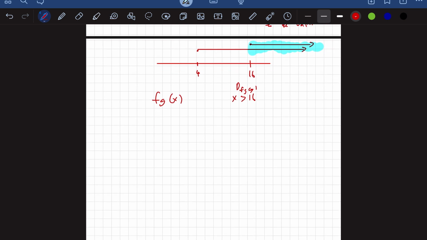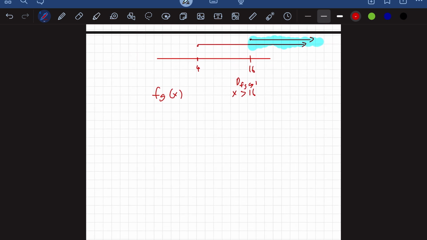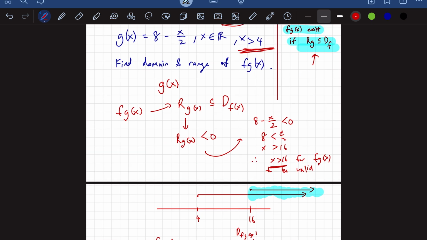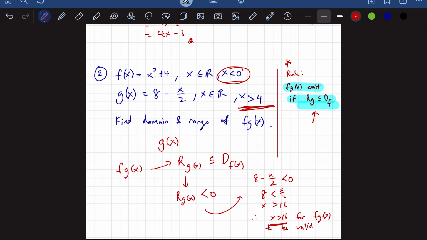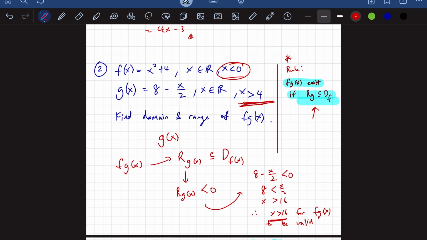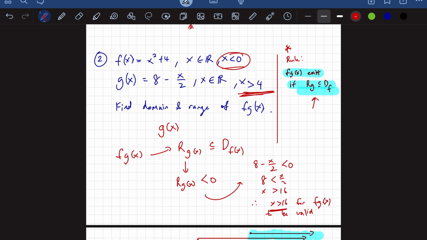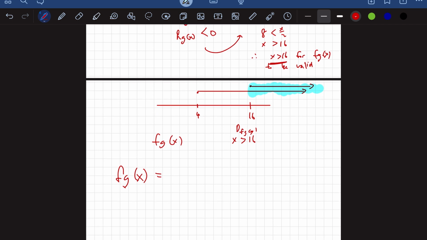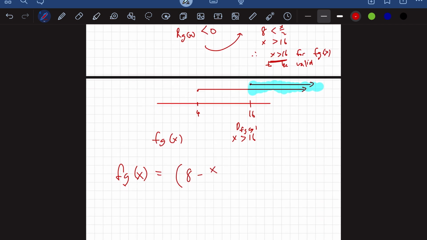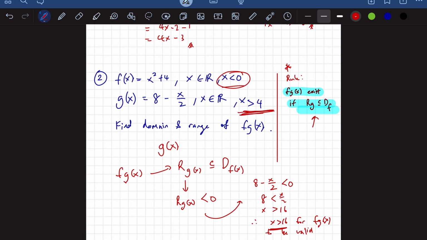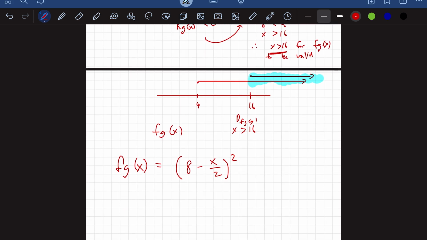Okay, now that we know the domain of fg(x), let's talk about the range. Before we can find the range, let's find fg(x) first. Then we know what it looks like. Let's compose them together. So fg(x) means 8 minus x over 2 will replace the placeholder x in the square. So it is (8 minus x over 2) squared plus 4. And we know the domain is that x has to be more than 16.